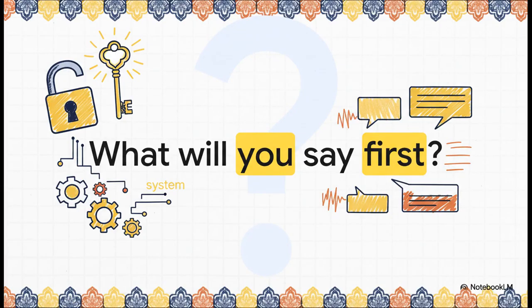So there you have it. We've broken the code, we've walked through the formula, and we've even checked out the variations. The system is officially in your hands now, so the only real question left is this. With this key to Moroccan Arabic, what's the very first thing you're going to say?